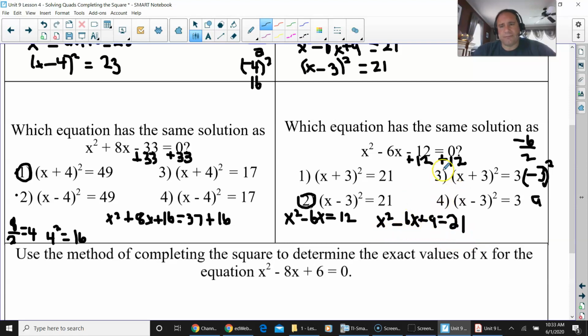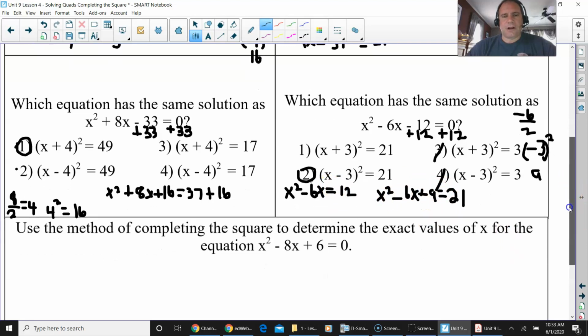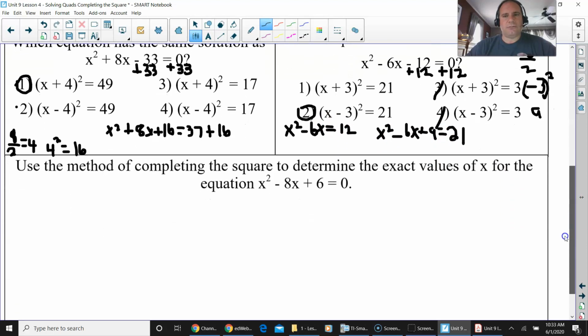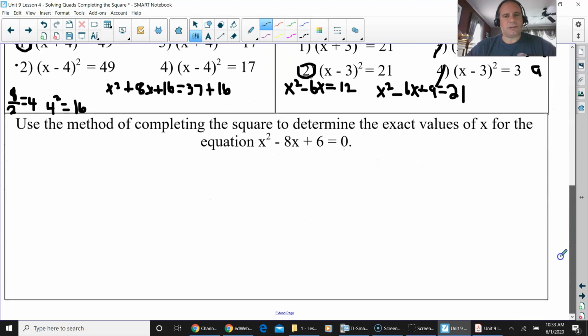I knew it wasn't 3 or 4. And then when you factor x squared minus 6x plus 9, it comes out to be x minus 3 times x minus 3, because -3 times -3 equals 9. -3 plus -3 equals -6, and 2 is your answer. Go ahead and do this last question.